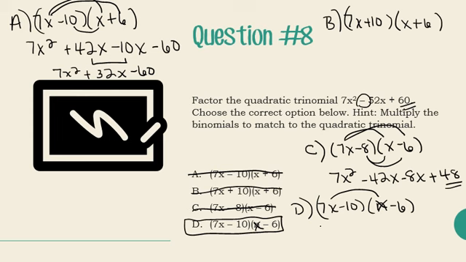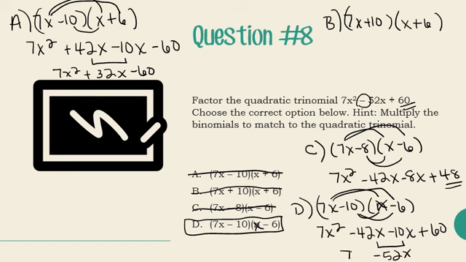So I'm going to have 7x times x, or 7x squared. Then I'm going to have 7x times negative 6, negative 42x. Negative 10 times x, negative 10x. And then negative 10 times negative 6 is going to give me positive 60. When I combine my like terms, this gives me that negative 52x that we're looking for. So here we can see that this last one matched the trinomial we were given.